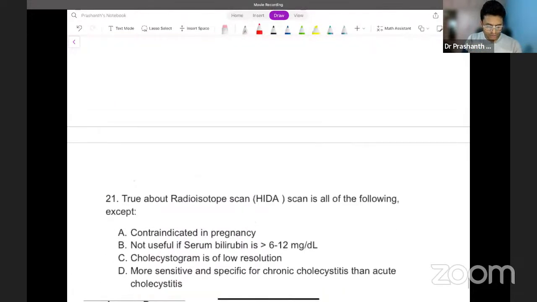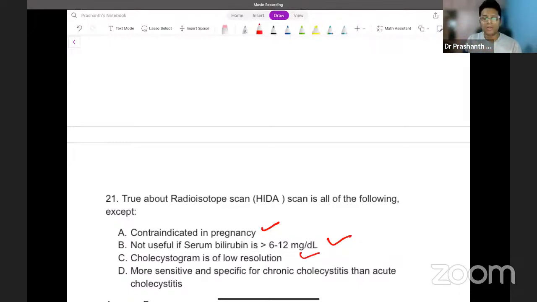The next question is, true about HIDA scan are all except. Now, HIDA is a radioisotope scan which tells the secretory ability of the biliary duct and the gallbladder functioning. Let's go through it. It is contraindicated in pregnancy, true, because it's radioactive. It is not useful if the bilirubin is too high. Again, true. Cholecystogram is a low resolution, definitely of late. It is not done well because the picture that you see is not of high resolution.